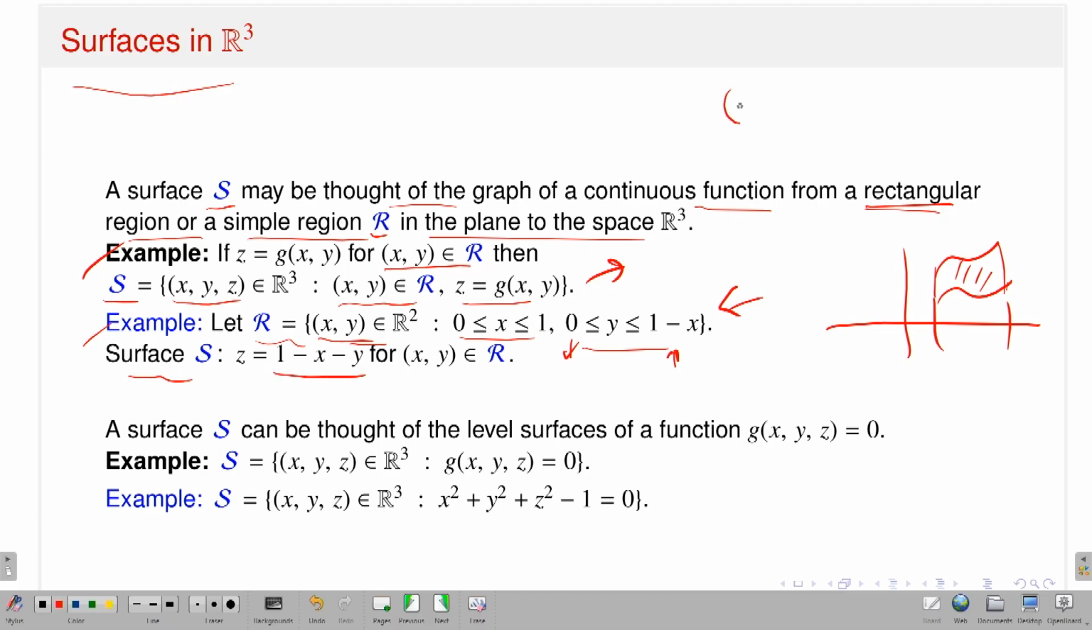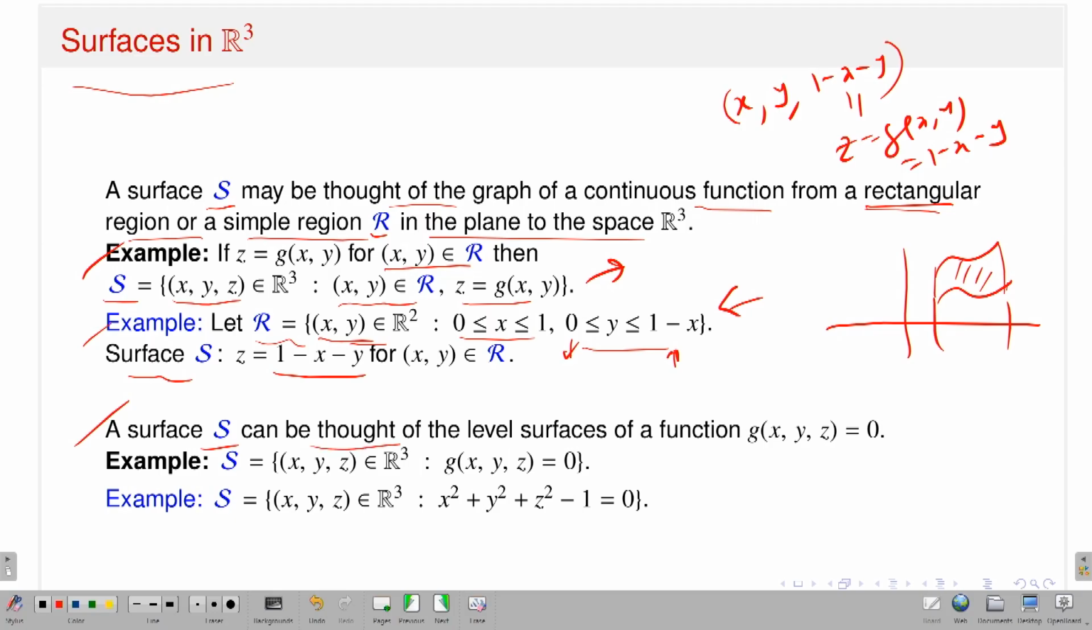So what is my surface as a subset of R3? It should be x comma y comma 1 minus x minus y. So z is given as a function g of x, y, and g of x, y is nothing but 1 minus x minus y. Okay, so that will be an example of what is called a surface in R3. So this is another way you can think about the surface.